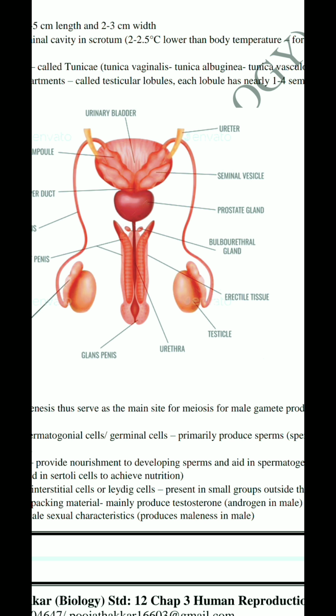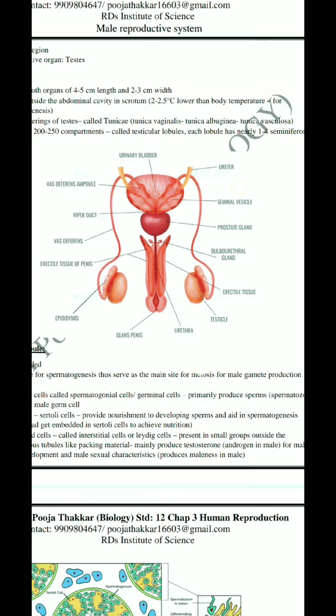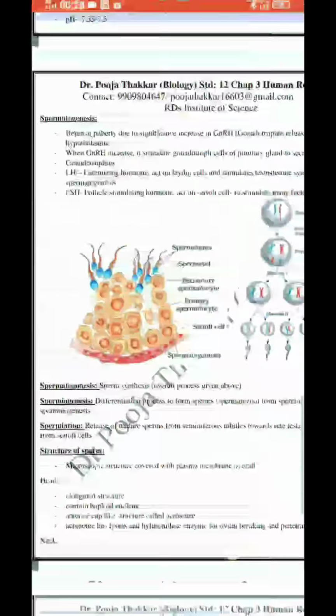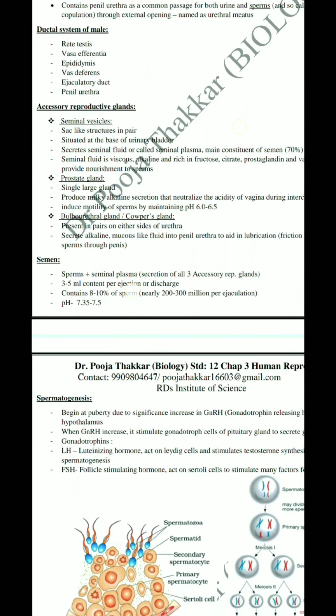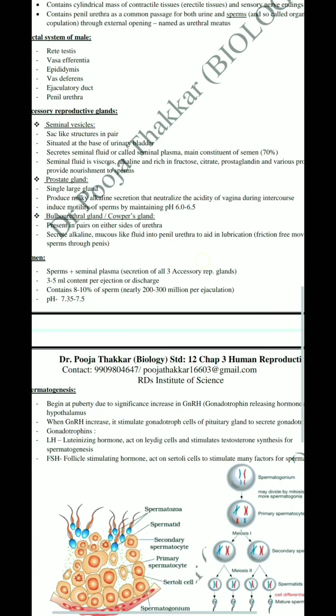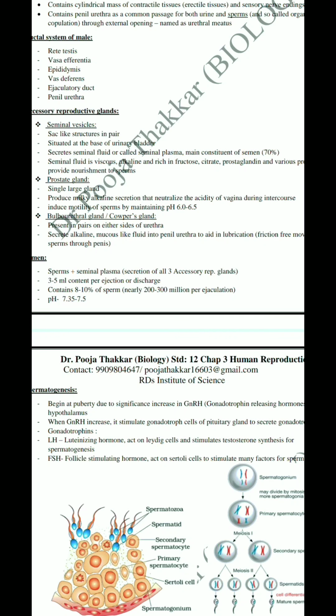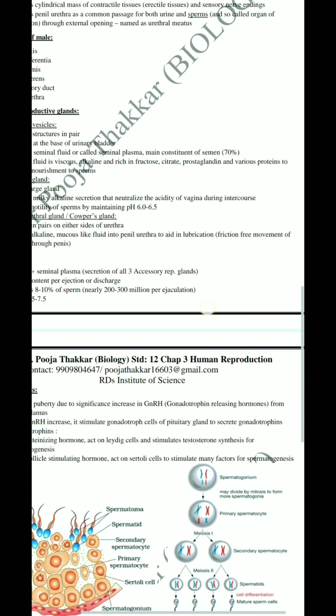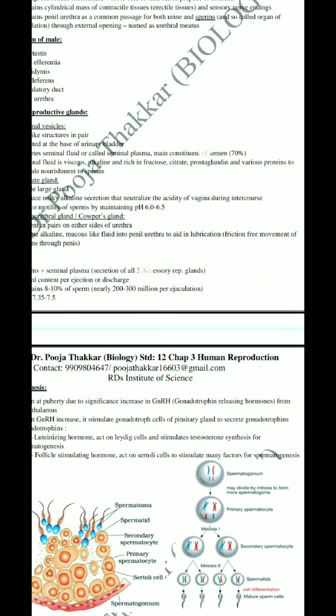So I'll be briefly reading the content on those glands now. The seminal vesicles are present in a pair. They're situated just at the base of the urinary bladder. They secrete seminal fluid, or as we have already discussed, seminal plasma, which is the main content of the semen. Seminal plasma is basically 70%, and the rest 30% is made from the secretion of the prostate gland as well as the bulbourethral gland, so that the semen is given to the sperm as the fluid containing sperm. Seminal fluid is very viscous, it is alkaline, and it is rich in fructose, citrate, prostaglandin and various kinds of proteins to give proper nourishment to the sperms.